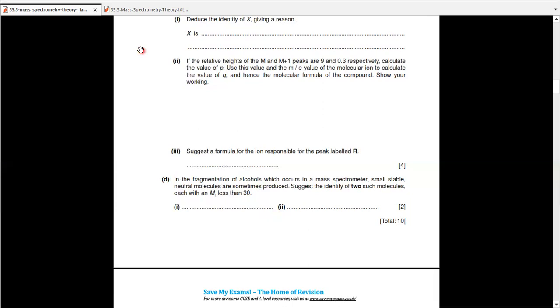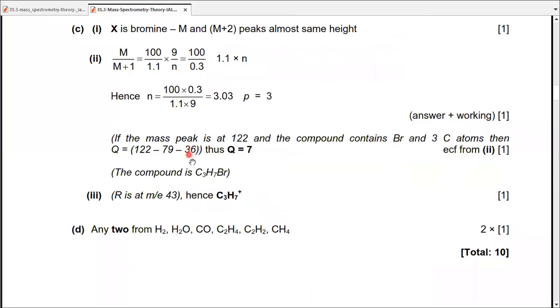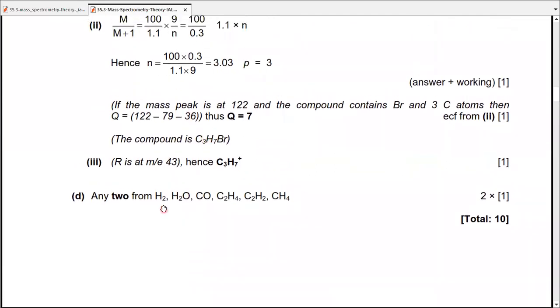Since we don't have enough time, I am going to take you to the answers. Anything from hydrogen gas, water, carbon monoxide, ethene, ethane, or methane would be good. Didn't they say alcohol? Yes, they did. C2H4 is a fragmentation. It's broken apart from an alcohol. If you break down an alcohol, the broken part should be smaller than the MR of 30. So this is less than 30, this is less than 30, the list goes on.